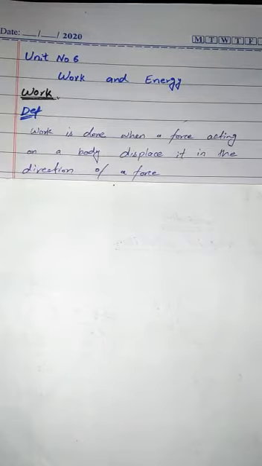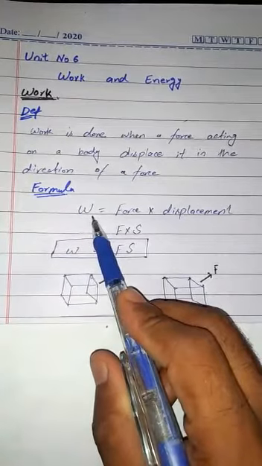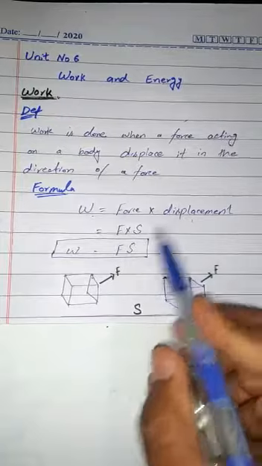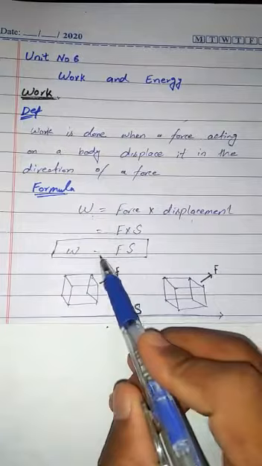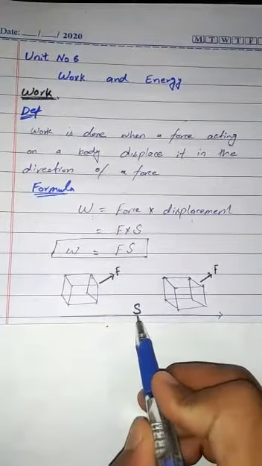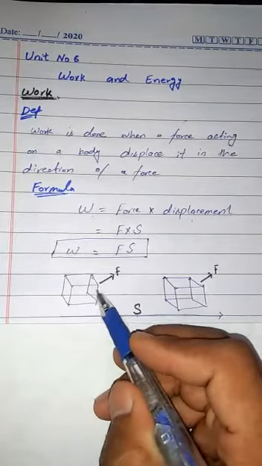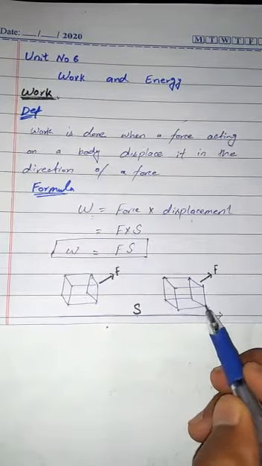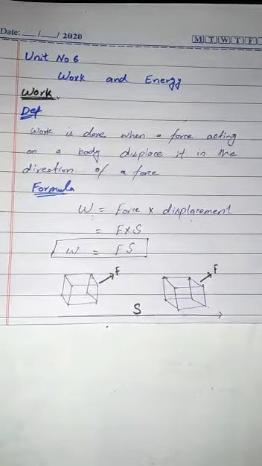Thus the work done is, so here is the formula. W is denoted for work, force multiplied by displacement, and displacement is shown by S. Force multiplied by displacement, W is equal to F into S. So here is the diagram. S is denoted by the displacement, and the object on which force is applied is moved to another side in the direction of the force. This is the example. For the explanation we will discuss again.